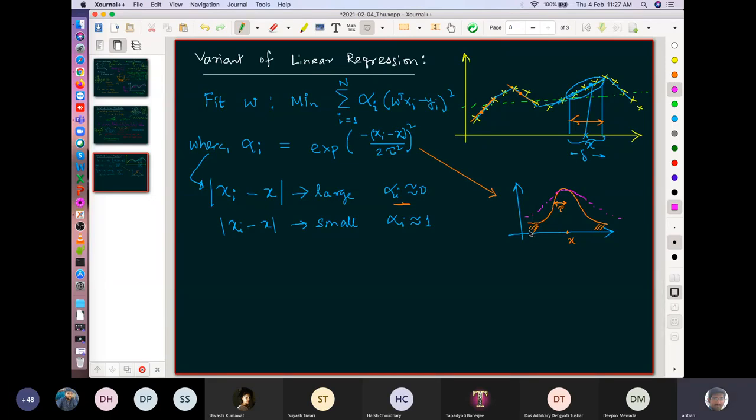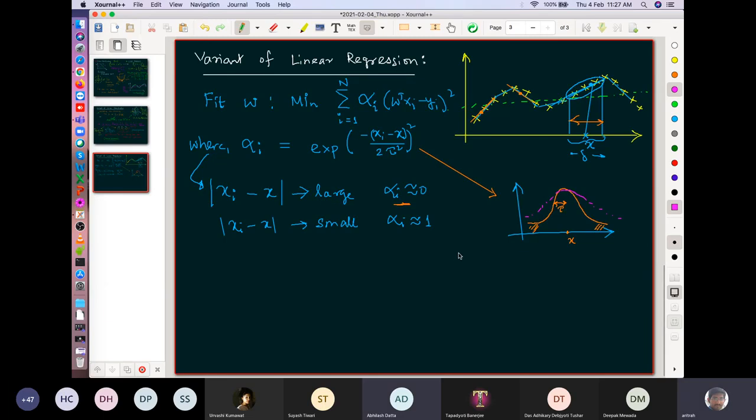Get the idea? Yes, sir. So this alpha into the whole expression something squared, so this is the error. Earlier the error was without alpha i, because we are considering every point, the sum of all. But now alpha i will contribute further points as 0 and nearer points as 1. So only the nearer points get contributed to the error.